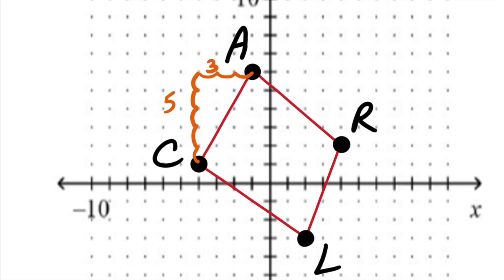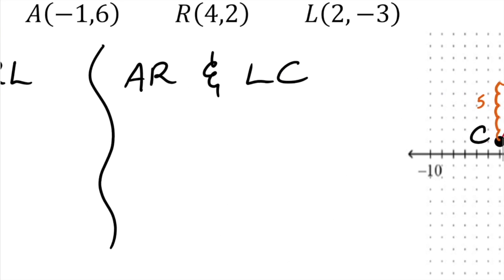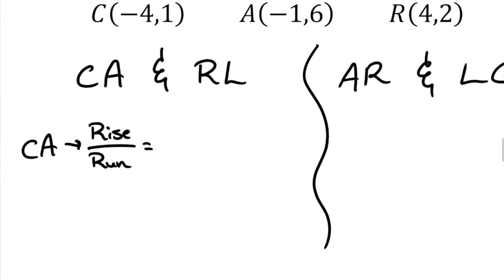If I have a rise of 5 and a run of 3, that means my slope is 5 over 3. Again, the rise was 5, the run was 3. There's my slope from C to A. Again, much easier than going through the whole slope formula. It's still good to be able to use the slope formula, but this is a good alternative.